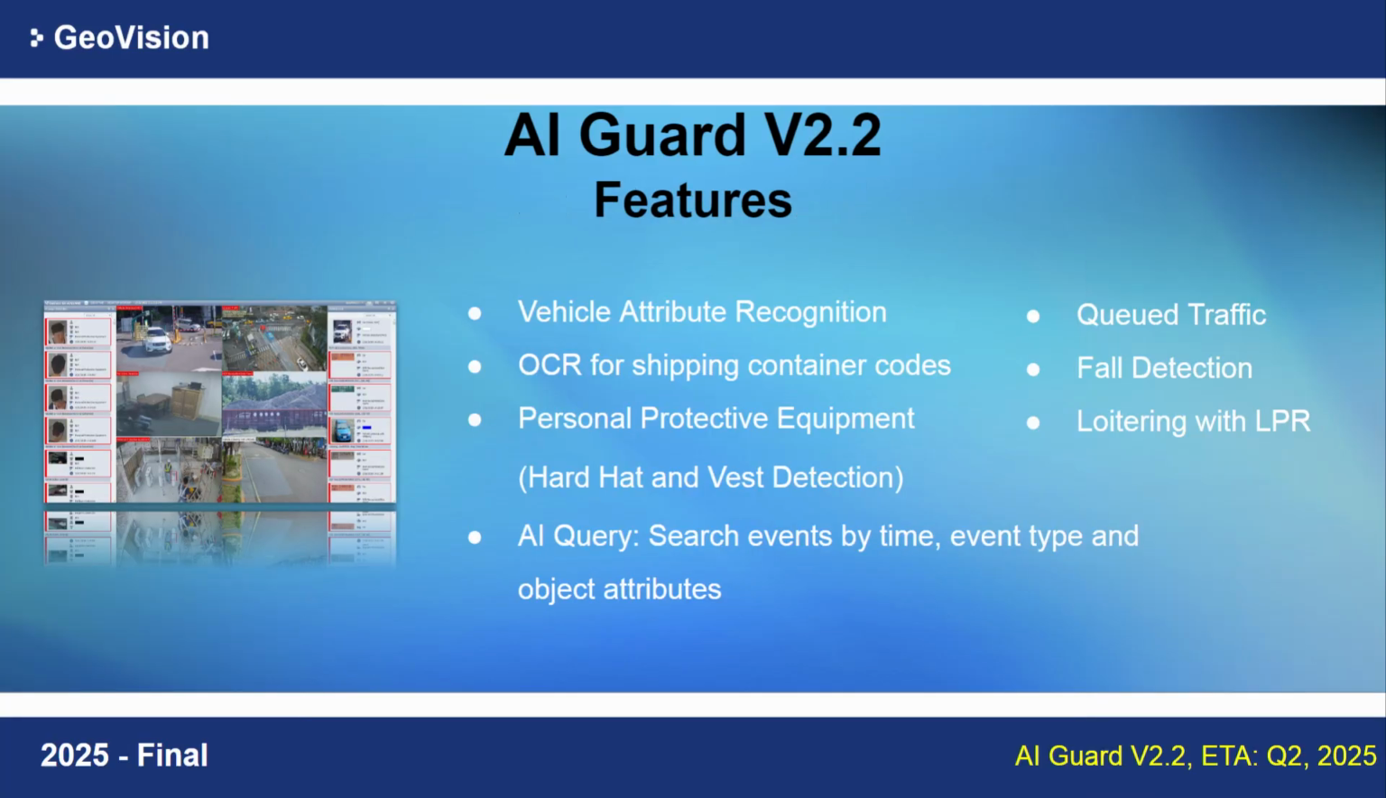Other AI analytics that will be showcased this year include OCR for shipping container codes, personal protective equipment detection, fall detection, and loitering detection with LPR.